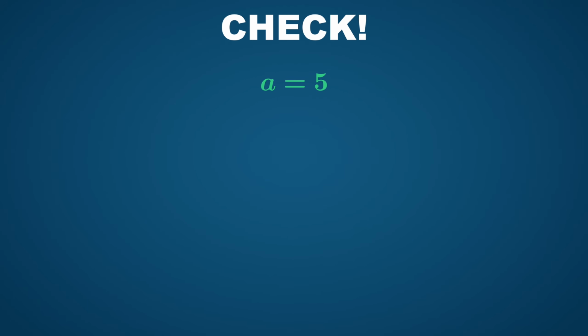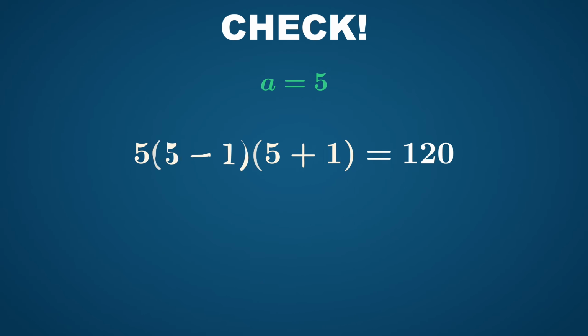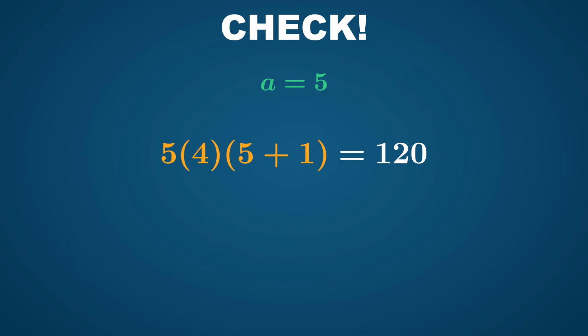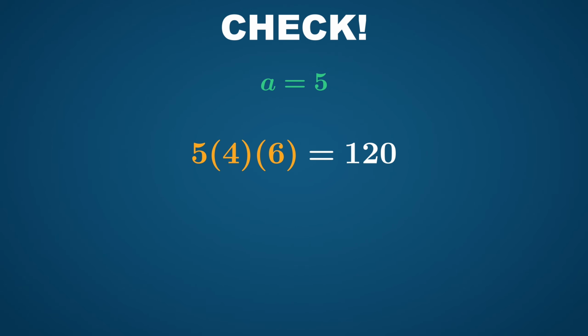We will now verify this solution by checking it in the original equation. Our original equation was a times a minus 1 times a plus 1. We substitute the number 5 everywhere we see the variable a. The first part of the expression is simply the number 5 itself. The second part is 5 minus 1, which calculates to exactly 4. The third part is 5 plus 1, which evaluates to exactly 6. We multiply these three resulting numbers together to check the total.